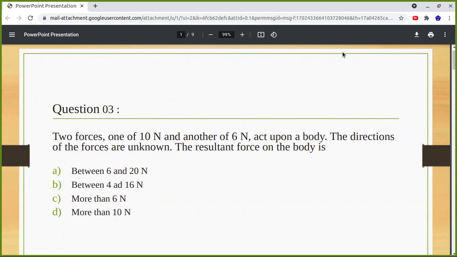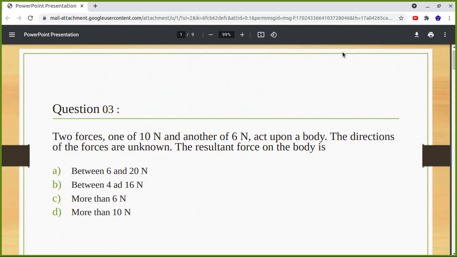So in this case, they have given 10 Newton and 6 Newton. Just try to figure out when the maximum resultant force would be created, in which direction the maximum force would be created. Just pause the video and think on your own, and I'm sure that you will find the answer. Think in which directions the maximum resultant force would be produced. If you think logically, you will get the answer.